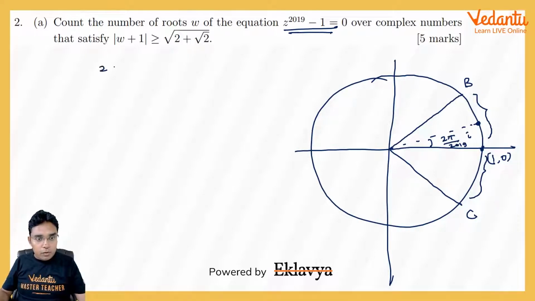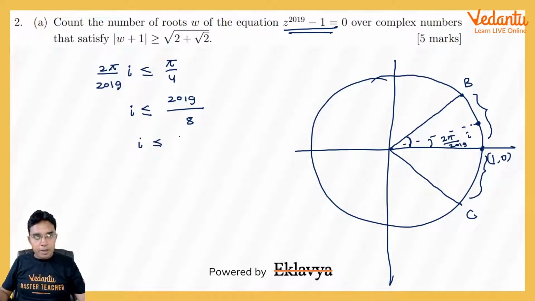Here I am looking for 2 pi by 2019 into I to be less than or equal to pi by 4, because the equality sign is also there. So we can even go up to this point B, because this angle is pi by 4 here. So I will be less than or equal to 2019 upon 8. If I divide this by 8, it will be 252, and 3 after the decimal. So I will be less than or equal to 252.